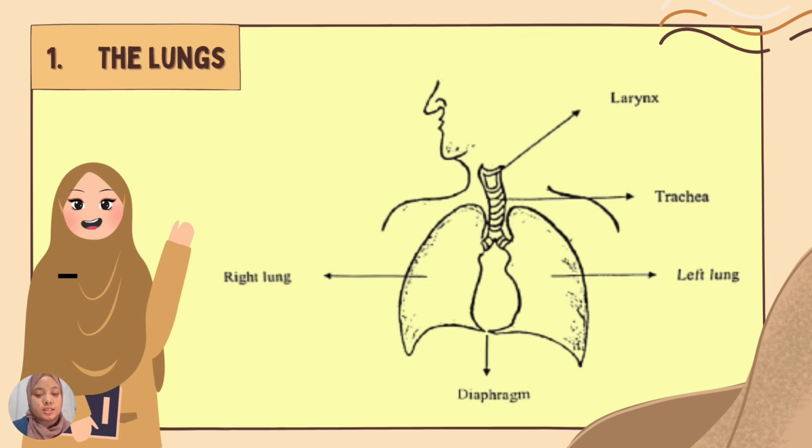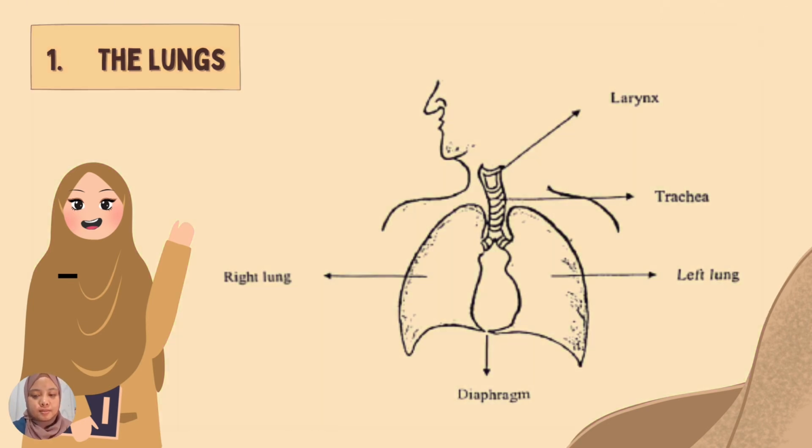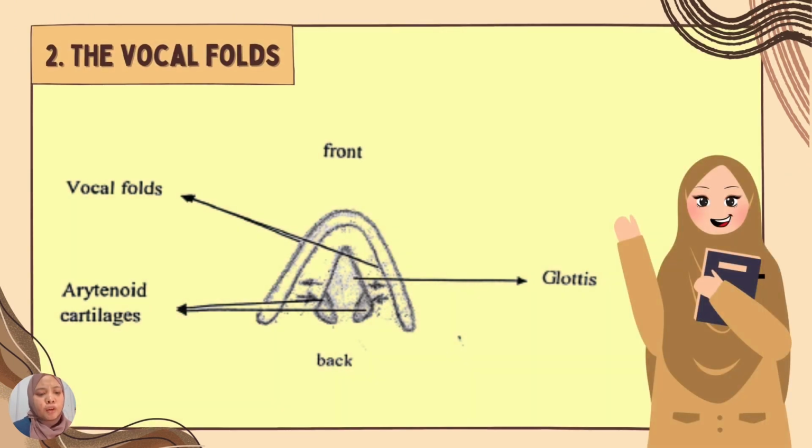Now we move to the second, the vocal folds. Everyone has two vocal folds in their larynx. The vocal folds, also called vocal cords, are like a pair of lips placed horizontally from front to back. They are joined in the front but can be separated at the back. The opening between them is called the glottis.